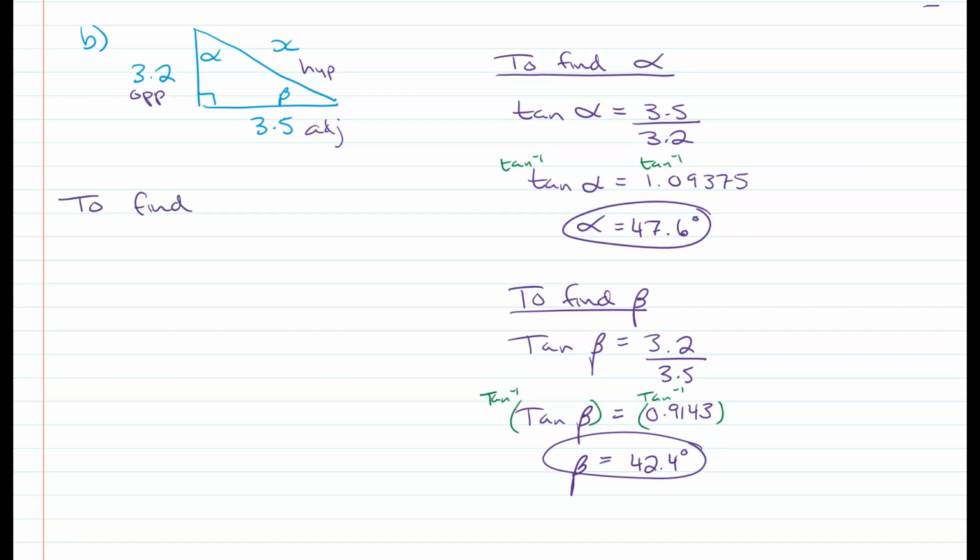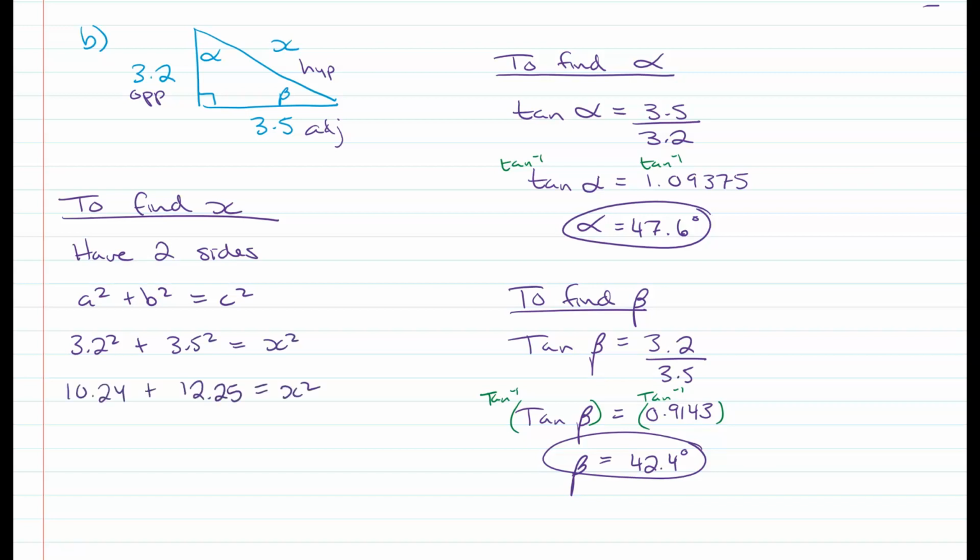Now I need to find one last thing. I need to find x. To find x, I have two sides, and so I want to use Pythagoras. Plug in the sides that I know. I get their numbers. I add them up. And then I square root. And that leaves me with x is 4.7, which makes sense. This is the hypotenuse. It should be longer than the other two.